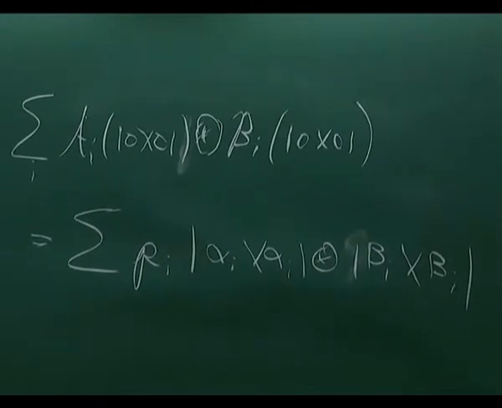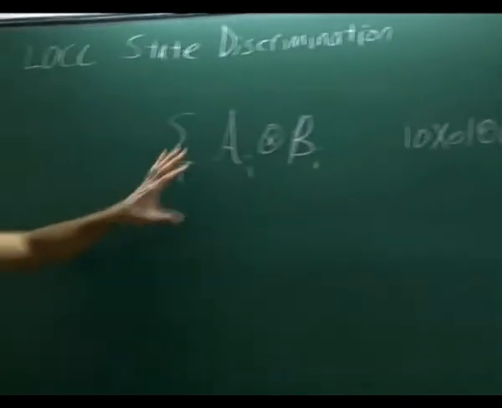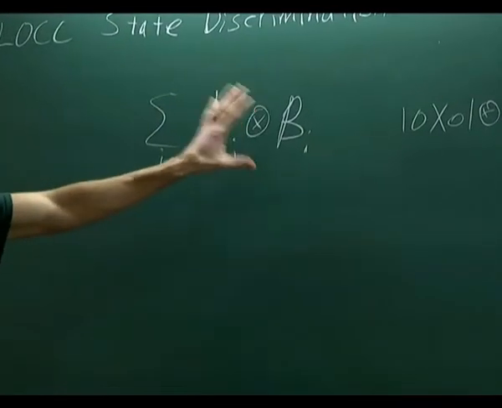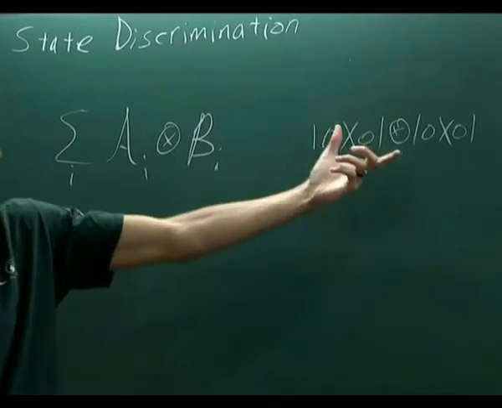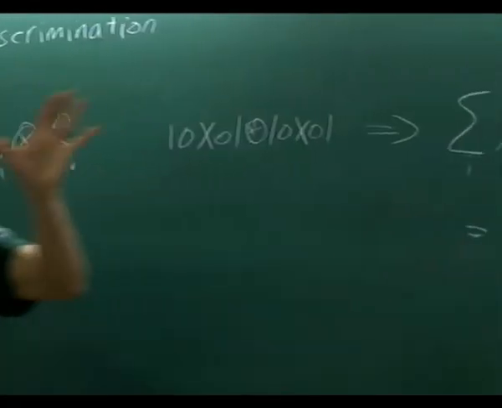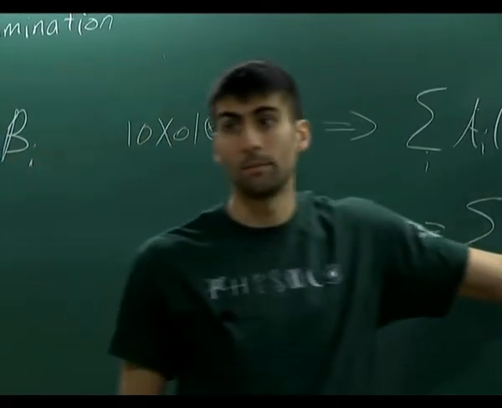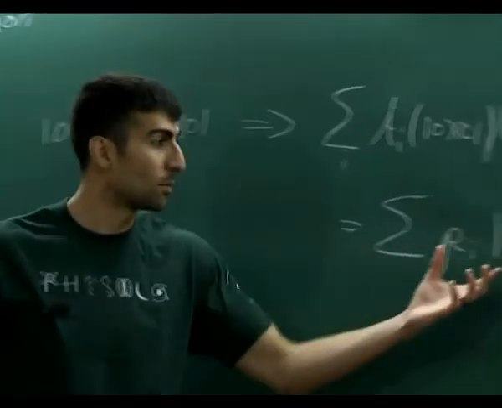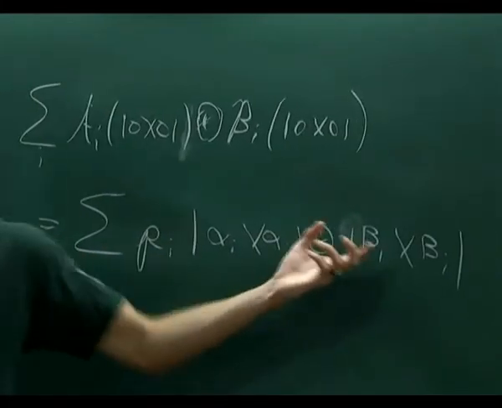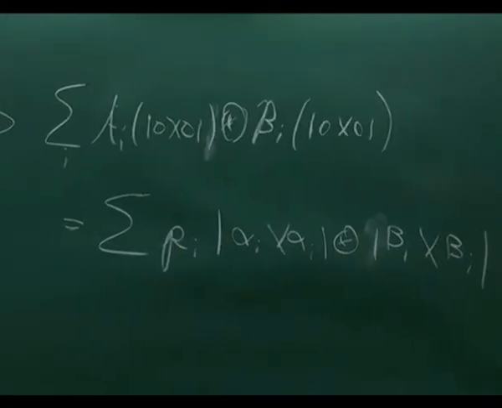So the point is the following. If you have a separable CP map and it acts on a separable state, here we just chose a simple product state, but the argument holds for any separable state, what you get out is another separable state. So the class of separable states, meaning that you can express it as a convex combination of pure product states, is closed under separable operations.